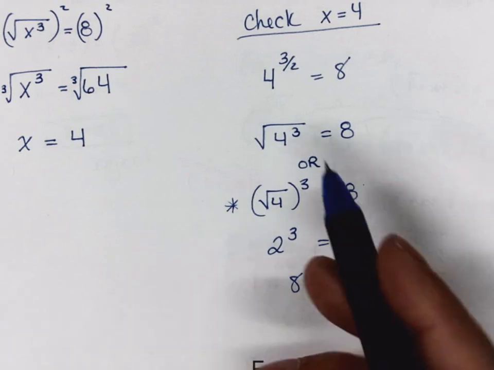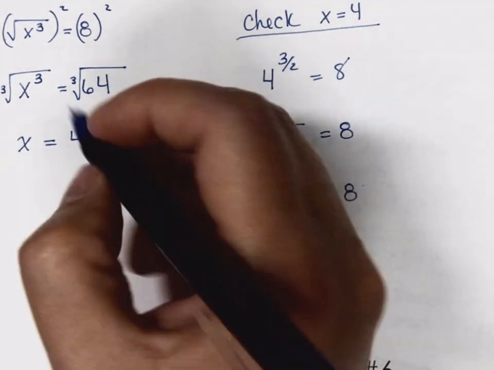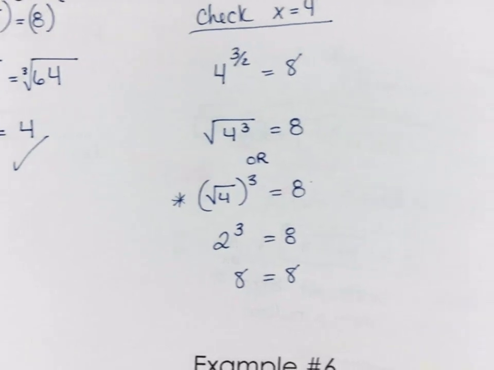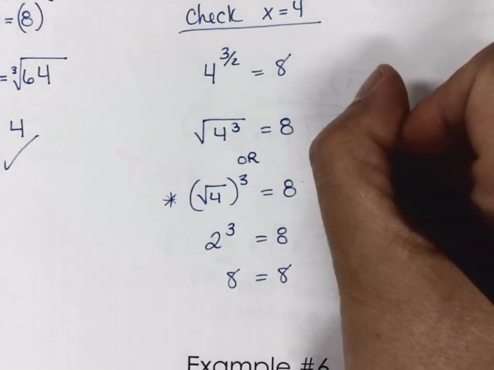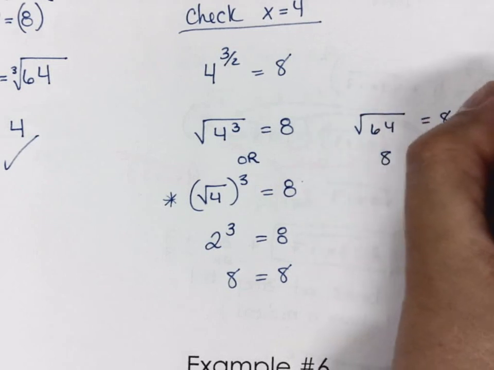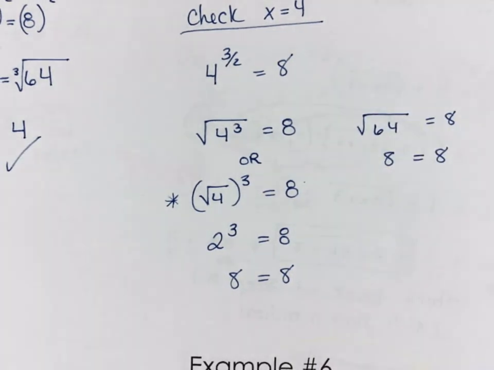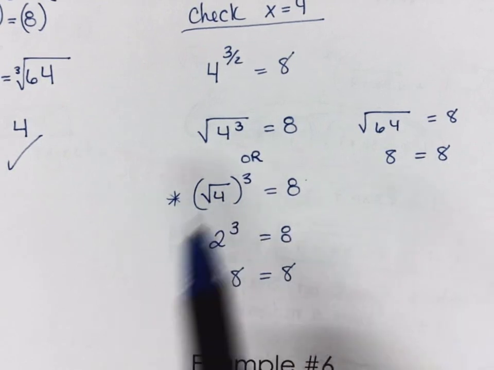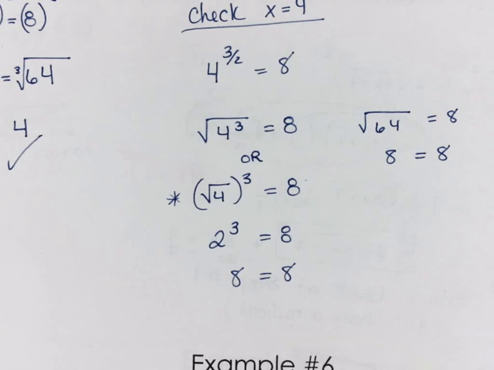But you're not wrong to do it this way if you wanted to. So x equals 4 is a good answer. This one just would have been square root of 64 equals 8. So 8 equals 8. You get the exact same check. But if you're doing it in your head and you want to go a little faster, if this works, I always do my rooting before I do any exponents.